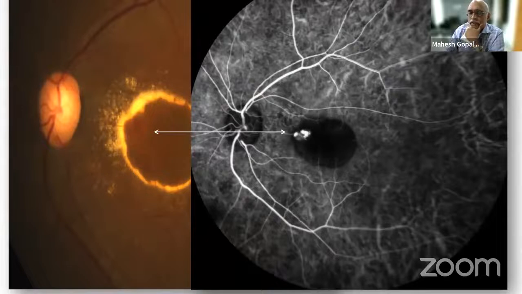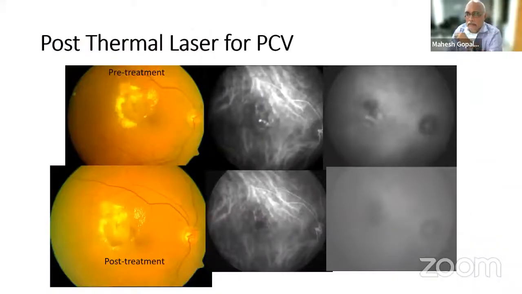So this is one difference of the ICG hotspot compared to RAP, where the hyperfluorescent spot is at the center in RAP, but here it is at the edge, at the notch. So it is very useful.